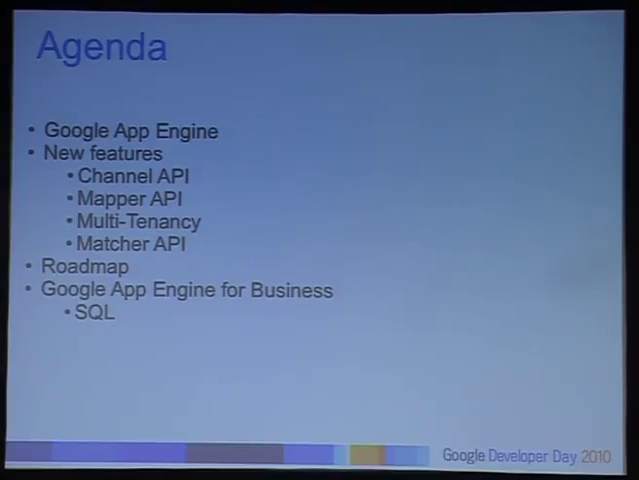So I want to talk to you about the Channel API, which is browser sockets, kind of pushing content to the browser. The Mapper API, the first step of MapReduce, some multi-tenancy capabilities. Matcher is a new high-performance query infrastructure, a little bit about the roadmap, and I have a SQL demo for you, since that's a new feature that we announced in May, and I thought I'd show it to you today.